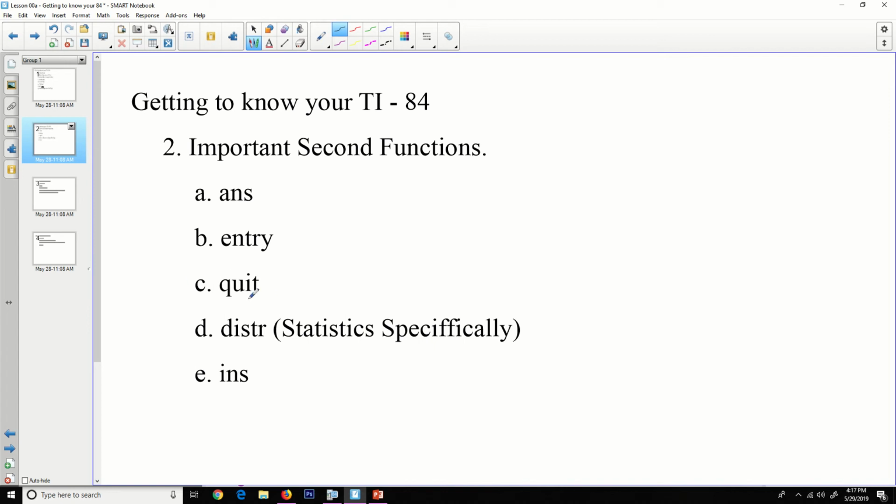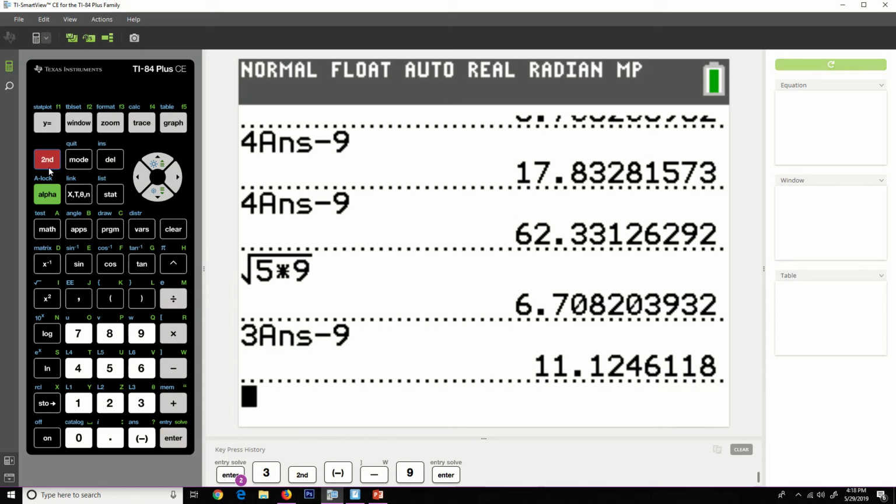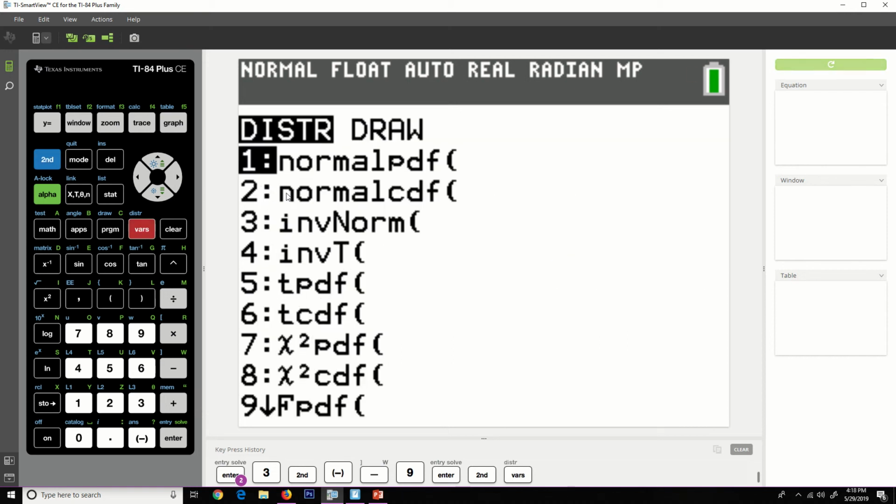The quit, I already did the quit. The distribution, this is for statistics specifically. We haven't got to that yet, but we're going to do some probability, and then once we get through probability, we'll start doing distribution stuff. The distribution key is the second value of the vars key, which is right below the down arrow key. And we're going to use normal PDF and normal CDF, which is cumulative distribution function. Inverse normal is the opposite. If you're given a percentage, it'll give you the mean, I think. But these three we will use as we go through.